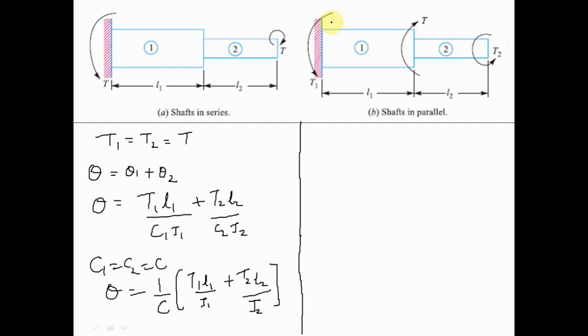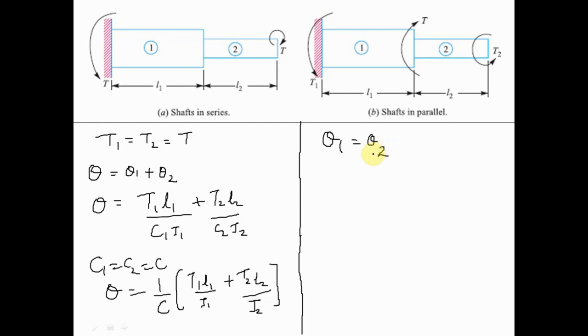So at the other ends, in the anti-clockwise direction, we get T1, and at the other end we get T2, also in the anti-clockwise direction. When the torque is applied at the junction of two shafts and the resisting torques are generated at the two other ends in the opposite direction, we call it a shafts in parallel system. For this system, theta 1 equals theta 2, that is, the angle of twist for shaft 1 is equal to the angle of twist for shaft 2.